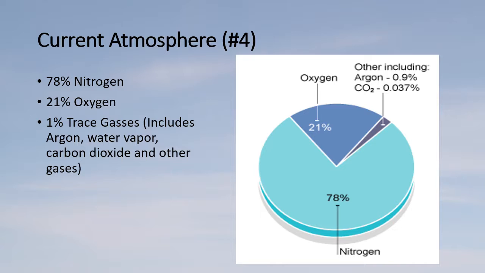So our current atmosphere, or our fourth atmosphere, is 70% nitrogen, 21% oxygen, and 1% trace gases. Our trace gases are going to include our argon, water vapor, carbon dioxide, and a mixture of other gases.